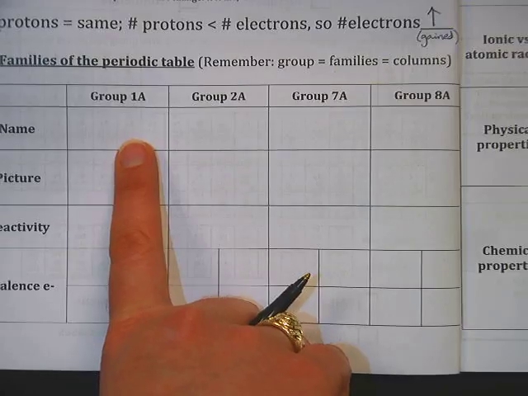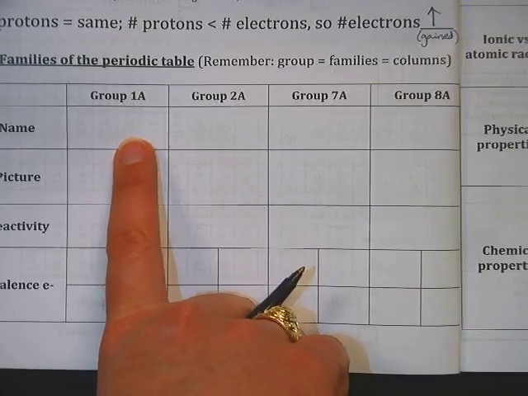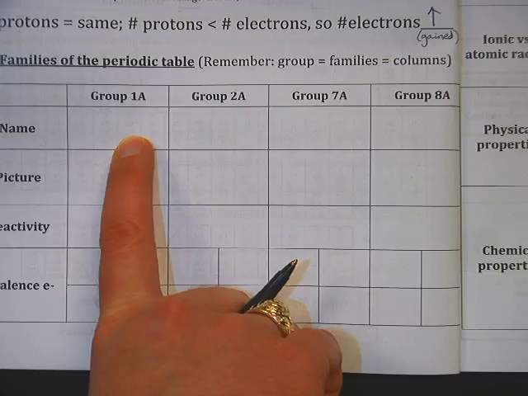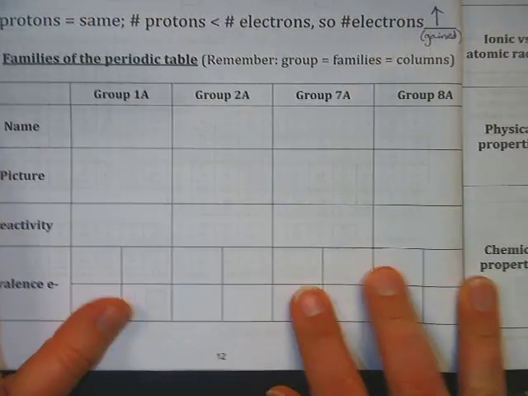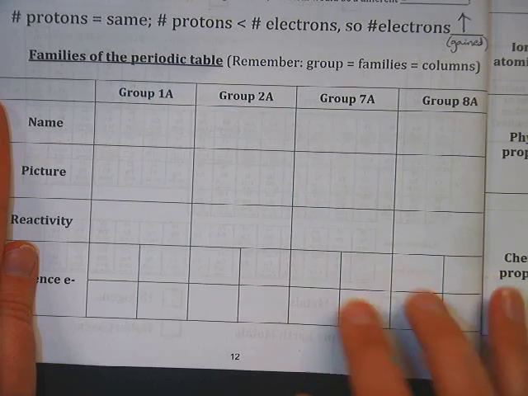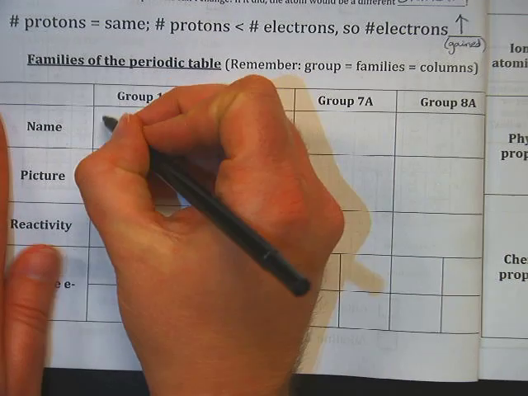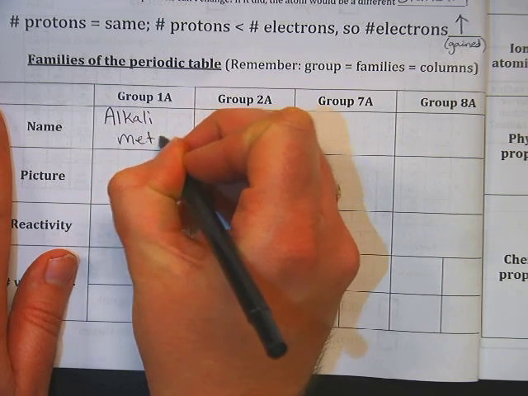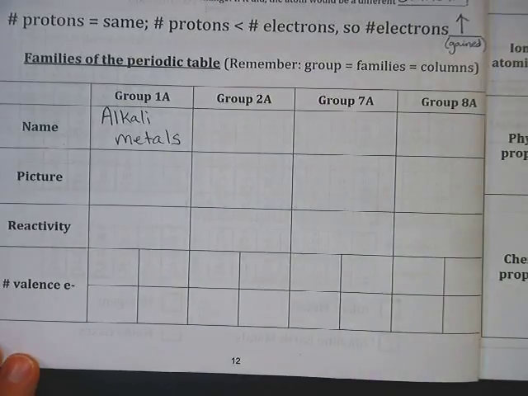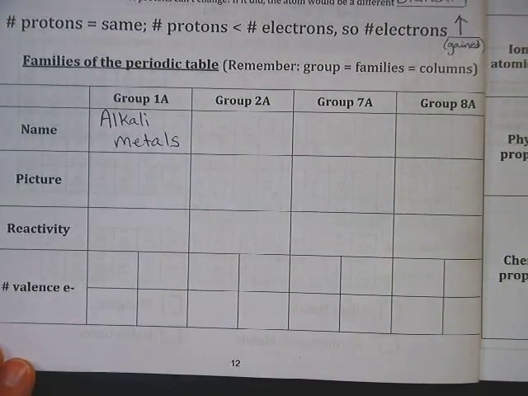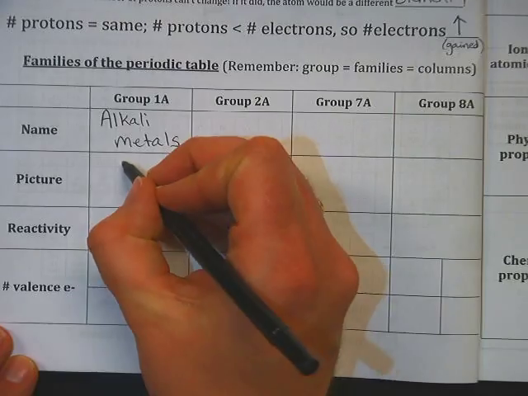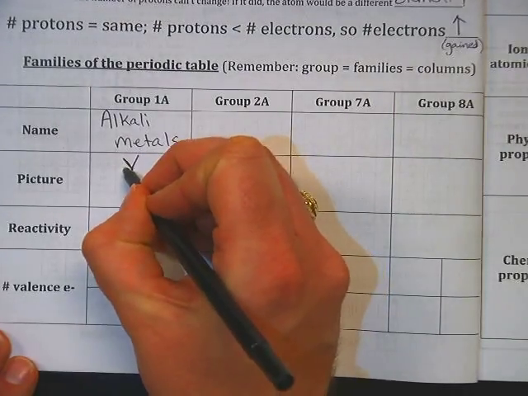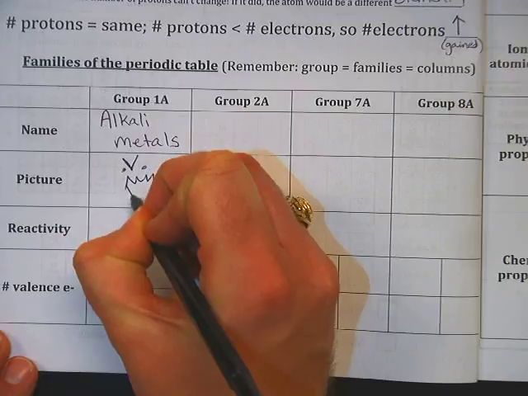Gabriel, I have a question for you. In the coloring activity, we learned the name of that first group. What is that first group called? You're close. Alkali. Alkali metals. Okay, alkali metals. We watched that little video with the explosion. Alkali metals are furious.